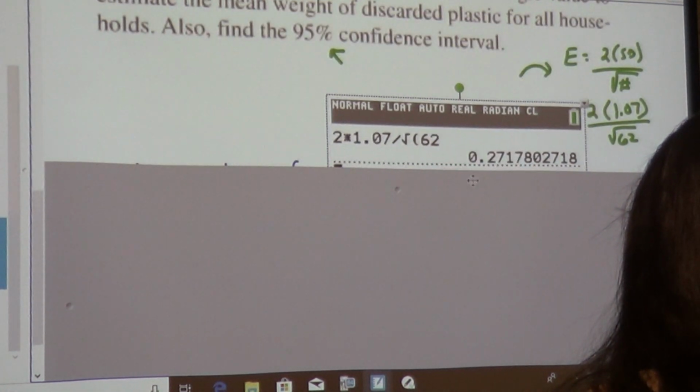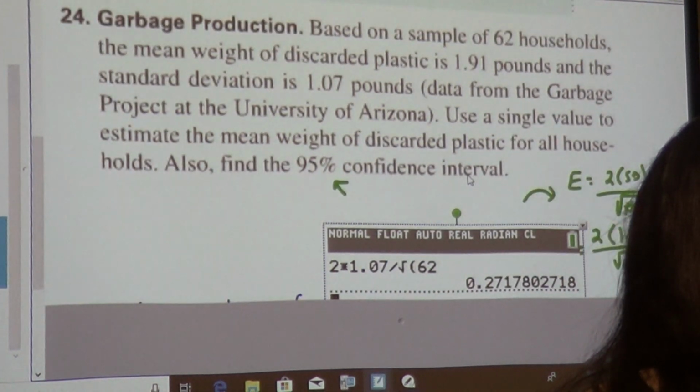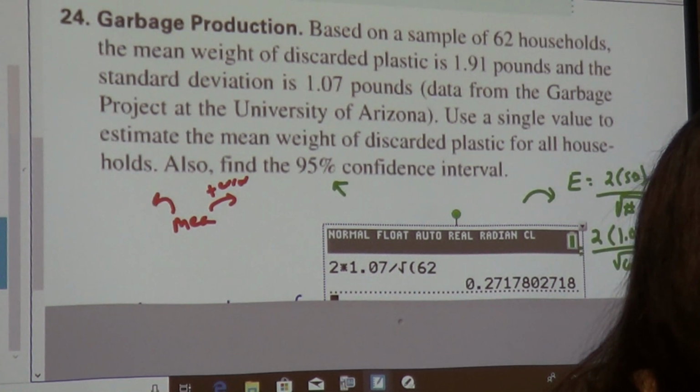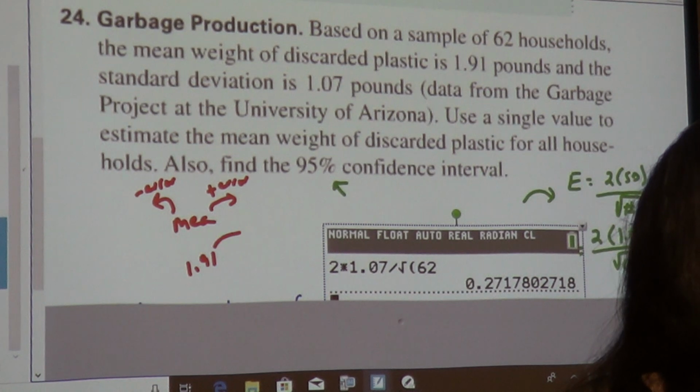Now, what am I wiggling off of? You're going to wiggle off the mean. So my mean plus my error and my mean minus my error. So it's going to be 1.91 plus the 0.272 and minus the 0.272. Okay?